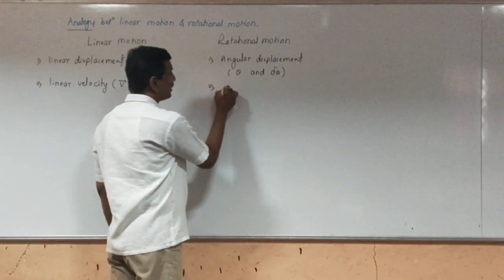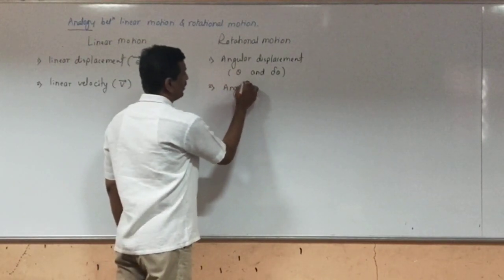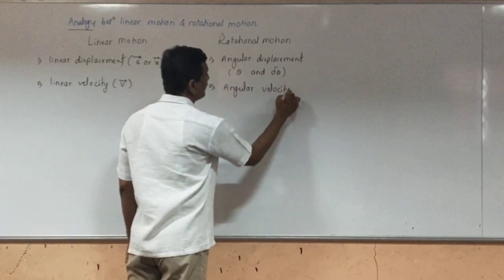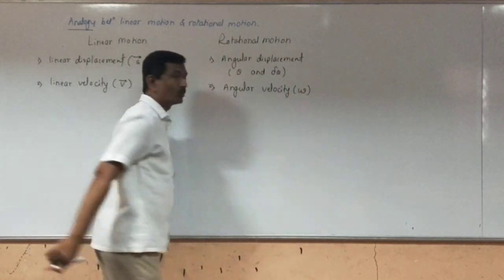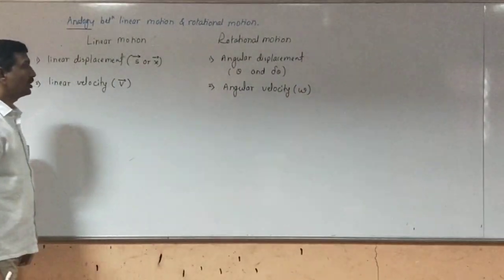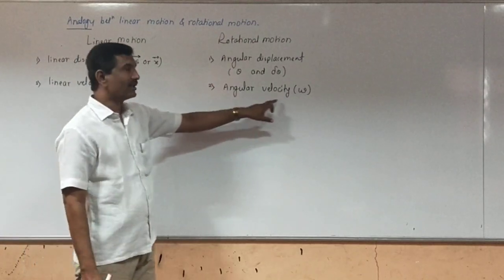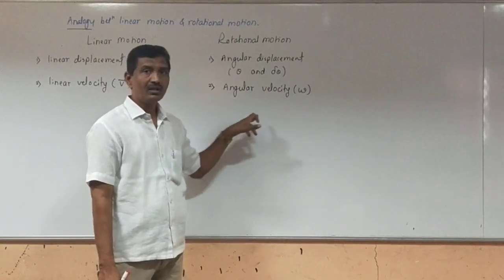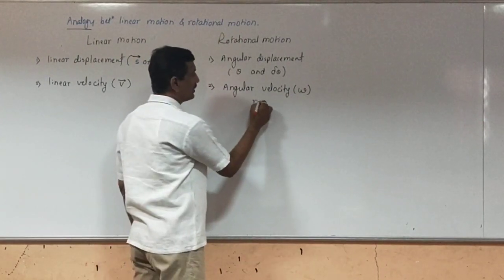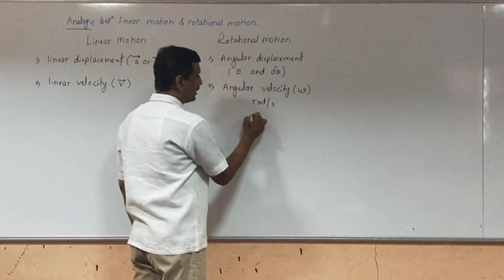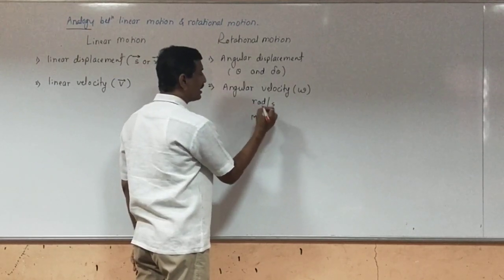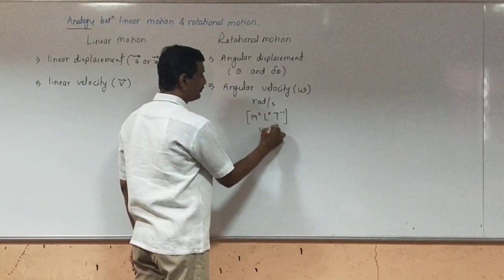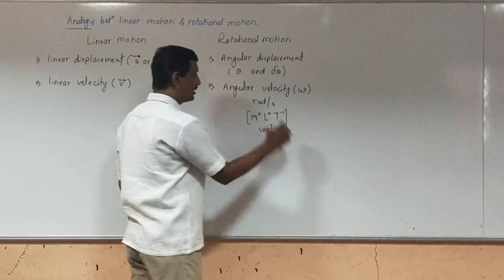The quantity analogous to the linear velocity is the angular velocity. Angular velocity is denoted by letter omega. Rate of change of the angular displacement is called the angular velocity. Its SI unit is radian per second. Dimension is 0 in mass, 0 in length and -1 in time, and it is a vector quantity.